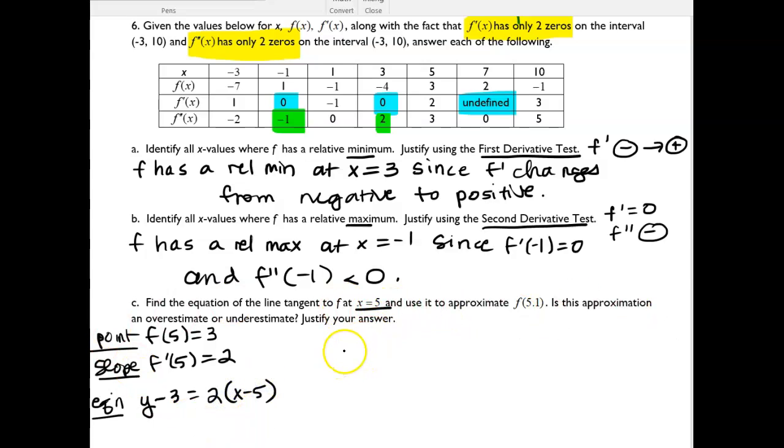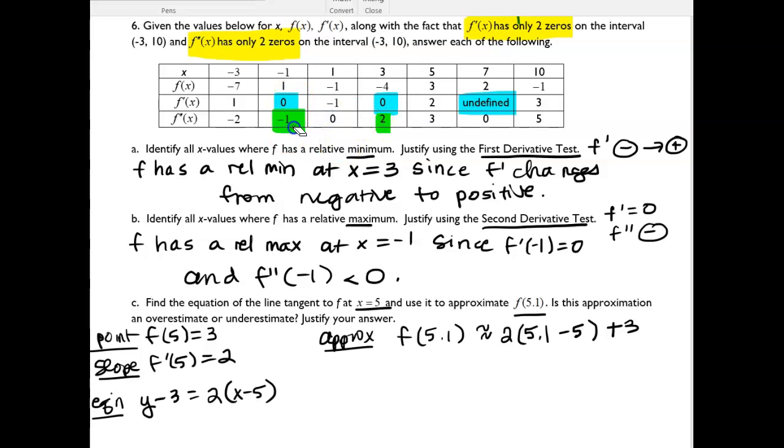Now let's find our approximation. We're approximating f of 5.1. So f of 5.1 is approximately 2 times 5.1 minus 5 plus 3. Again, you do not need to simplify that. The last bit is, is this an overestimate or an underestimate? So remember, we're going to look at the second derivative for that. And specifically, we're looking for the second derivative between 5 and 5.1. We can look at a bigger interval if we want to as well.